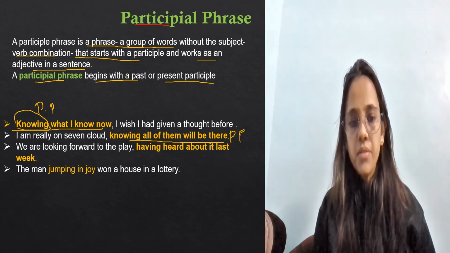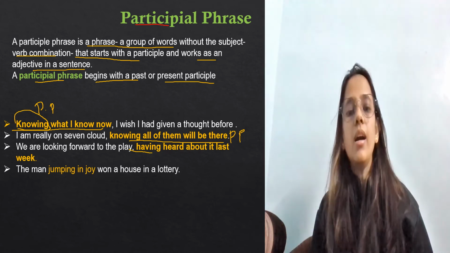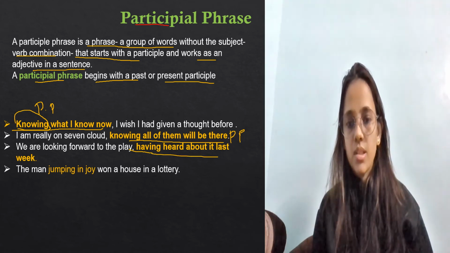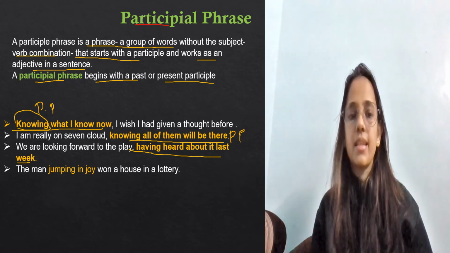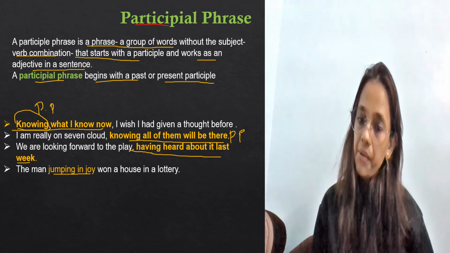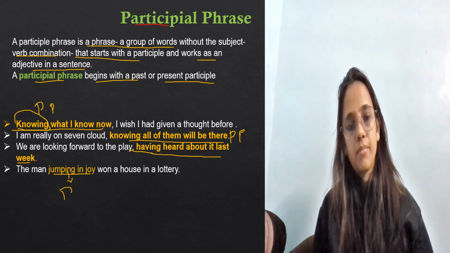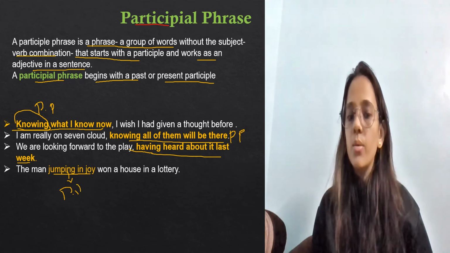We are looking forward to the play, having heard about it last week. Having is again what? Participle. So it is what? Participle phrase. The man jumping in joy won a house in a lottery. Jumping in joy is what? Participle phrase. And jumping is what? Present participle.